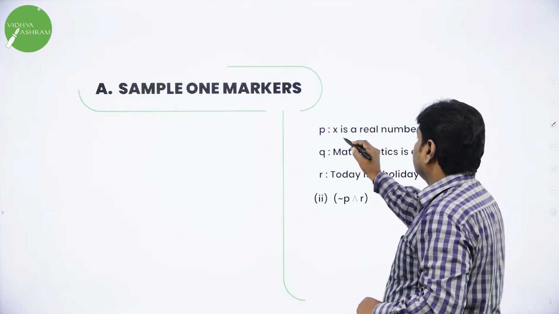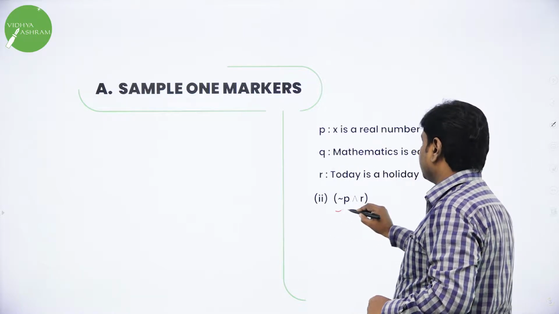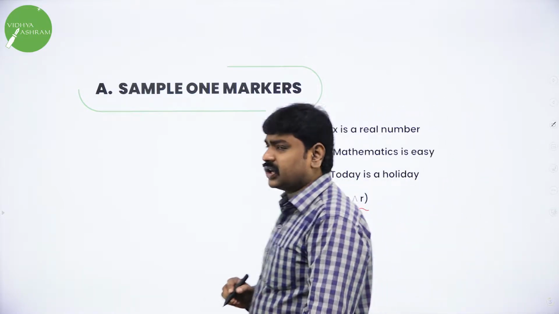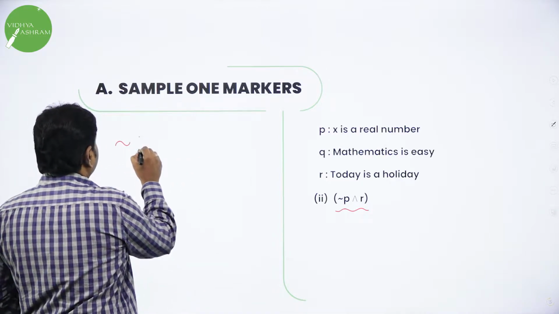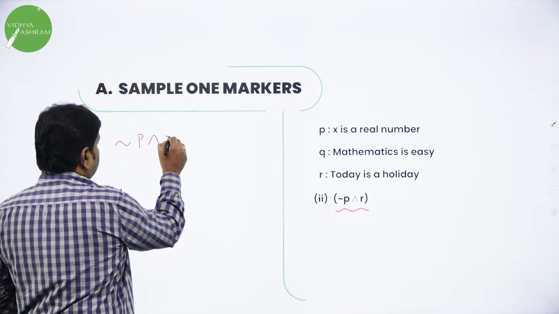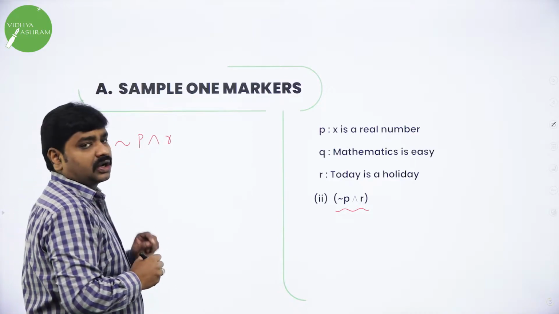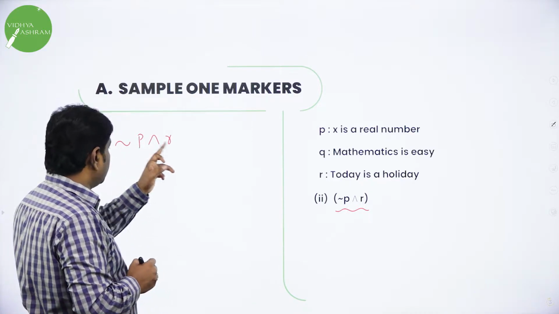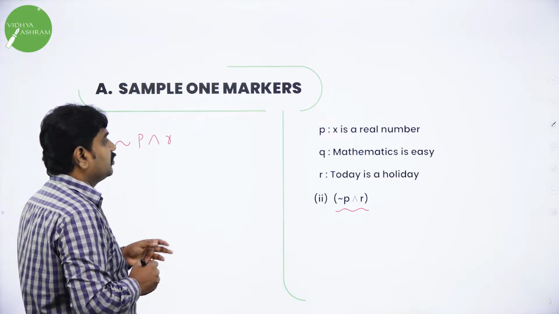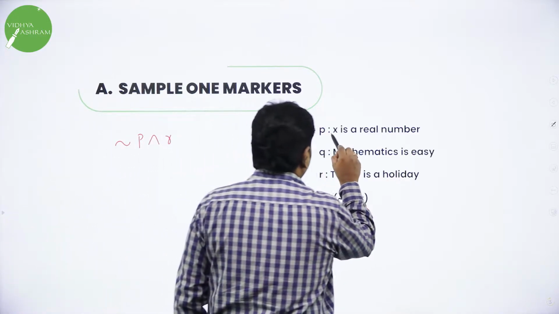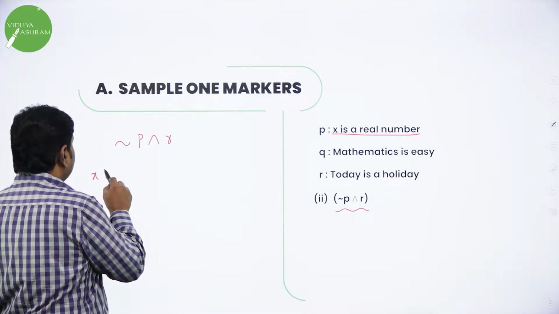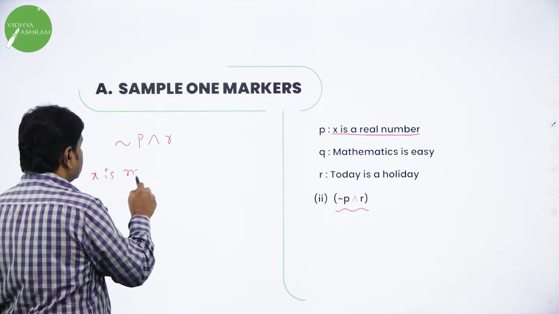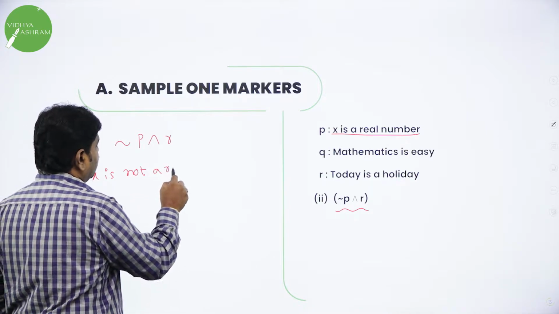So they told P, Q, R and they want this compound proposition. In the second question, what is the compound proposition given? Negation P and R. How to read this? Negation P and R. Negation P means not P. So what is P they give? X is a real number. Negation P means X is not a real number.